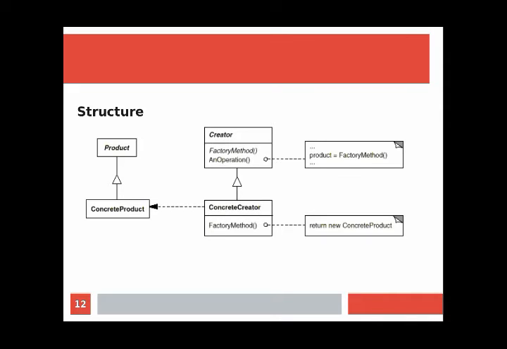Here is the structure, in which we will see here the concrete product goes to the product, and then here the creator. Again here the creator and concrete creator. In the concrete creator, the factory method returns a new concrete product, and product equals factory method goes to again factory method, and this is an operation. So here the creator.